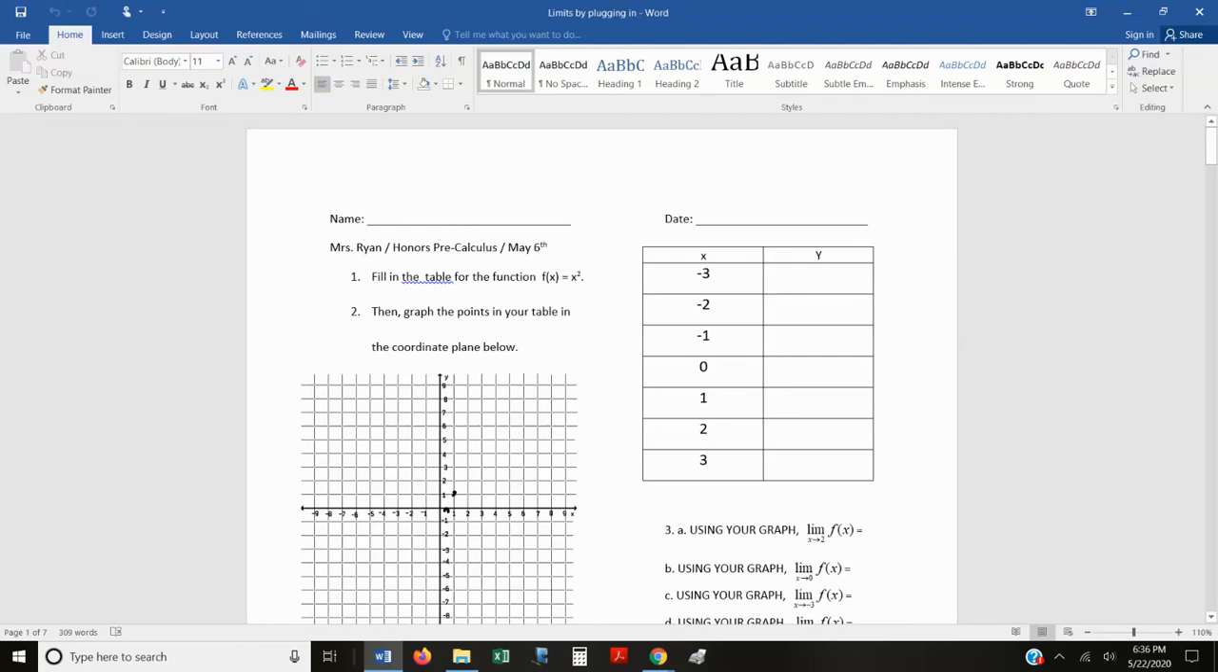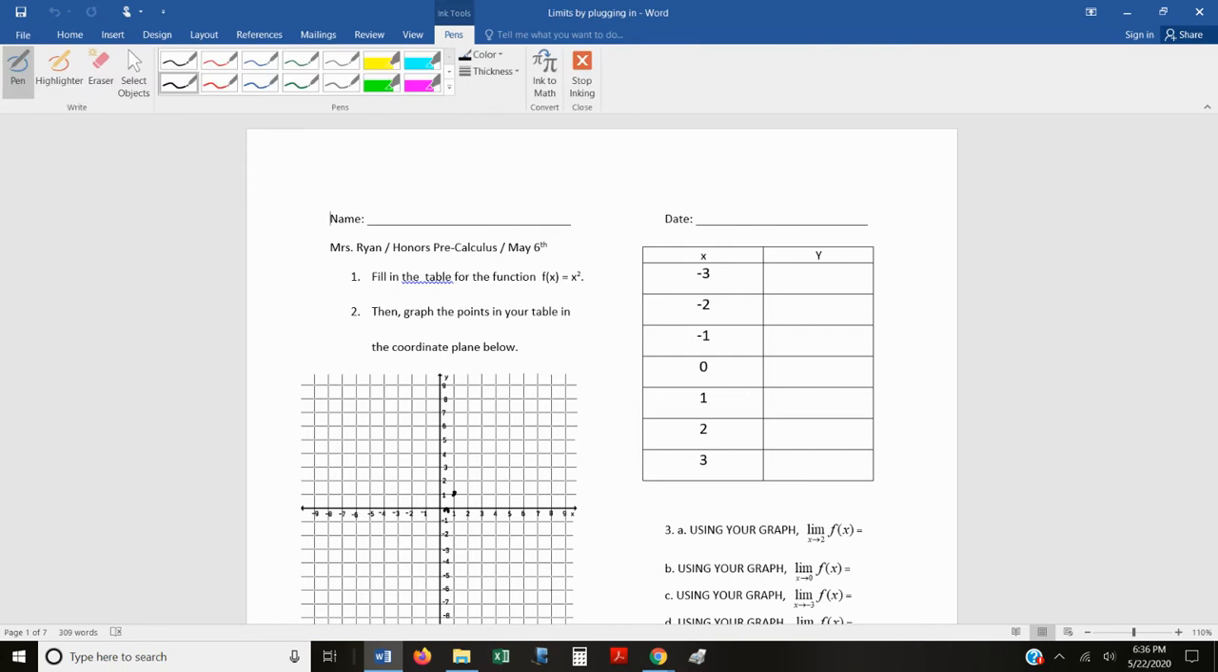Hi everyone, this is called Limits by Plugging In. If we were in class, I would ask you to fill in this table, and our function is y equals x squared. So if x is -3, -3 squared is 9. If x is -2, -2 squared is 4, -1 squared is 1, and so on. And then we would graph these points.